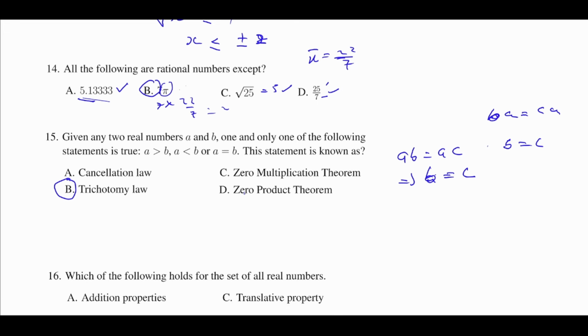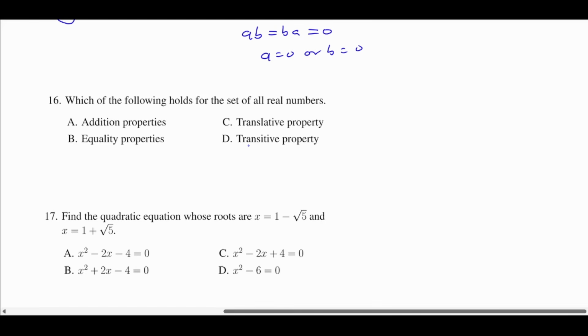It doesn't change. The zero product is that when we multiply ab, then we have ab equal to 0. Then it means that either a is equal to 0 or b is equal to 0. That is the zero product. And then the zero multiplication is when we have a times 0 is the same as 0 times a, and that will give us what? 0. So these are the rules, and these are their interpretations. Now, which of the following holds for the set of all real numbers?